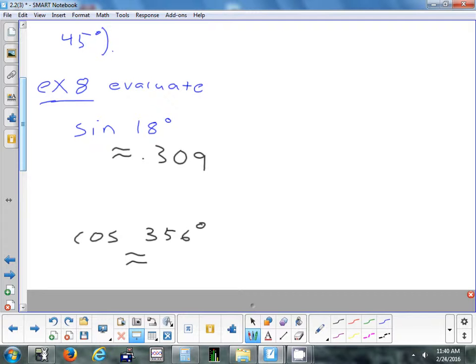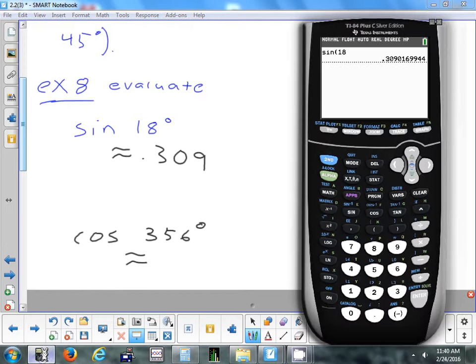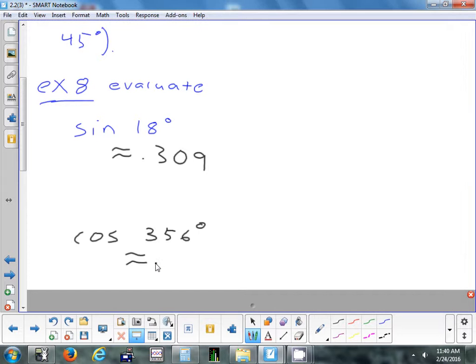Okay, next one says cosine 356 degrees. Do I need to change my mode? No, it's the same mode as the last problem. So I'll type that in. Okay, and somebody who tried that, what do you get when you do cosine 356? 0.998. Yeah, just make sure we round properly.